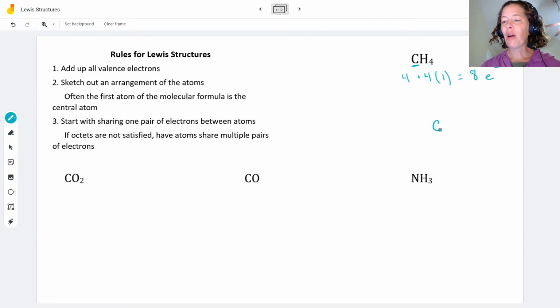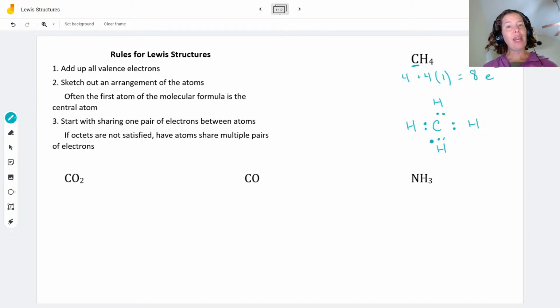So I'm going to draw carbon in the middle, and I'm just putting my 4 hydrogens around on the outside like so. All right. Now I need to make these atoms share electrons, and they must share at least 1 pair for a bond to form. So I'm going to put 1 pair of electrons between the carbon and each of these hydrogens. Now, notice how many electrons I have used? 2, 4, 6, 8. Those are my 8 electrons. I can't put any more in. Those are all the electrons I have.